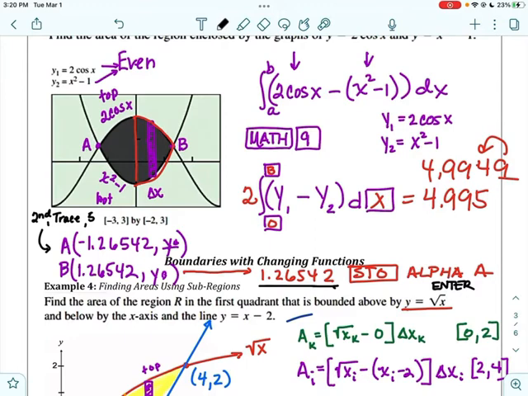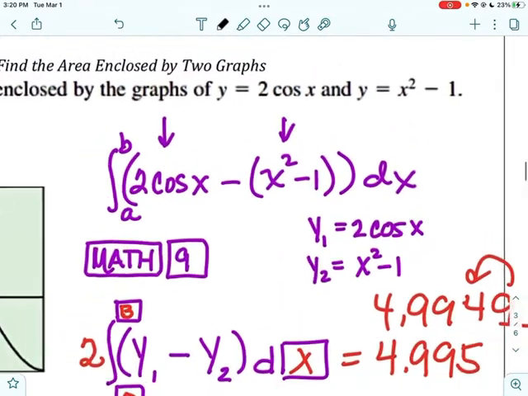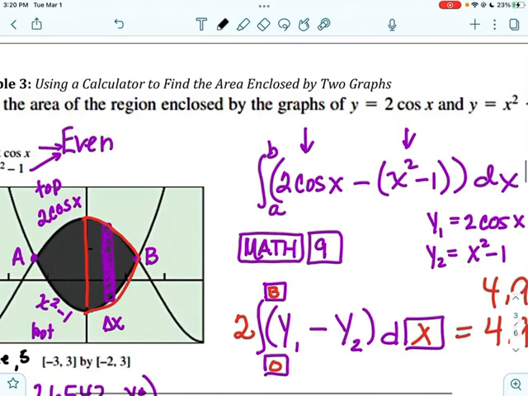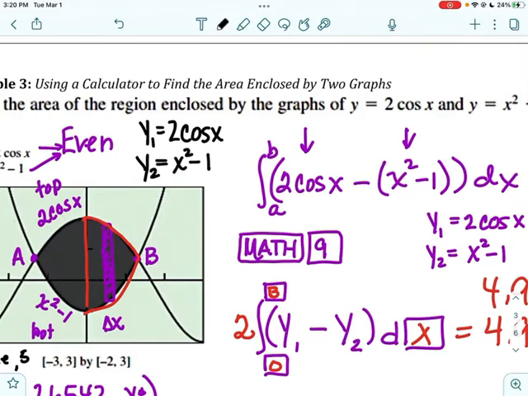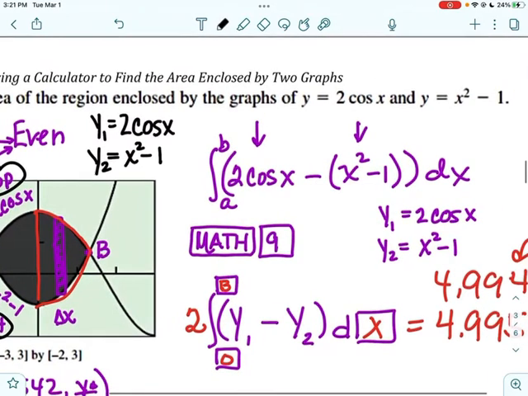You don't want to waste time. You've already typed in your functions into the calculator, y1 and y2, right? So you did this: y1 is equal to 2 cosine x, and y2 is equal to x squared minus 1. You viewed them and decided which one was on the top and which one was on the bottom and so forth. So you knew how to put them in.